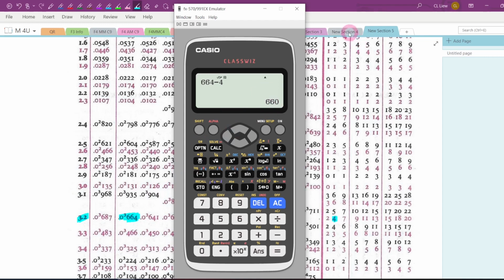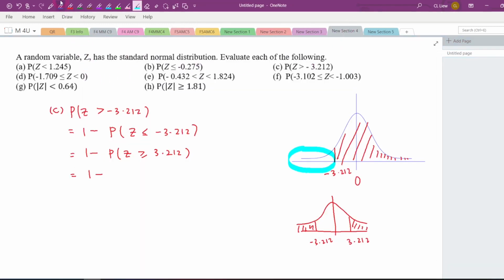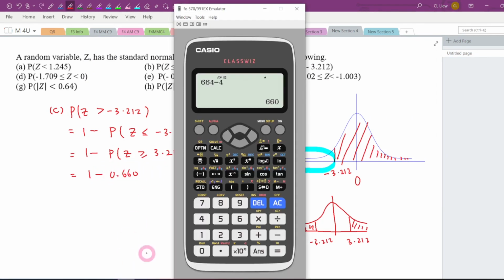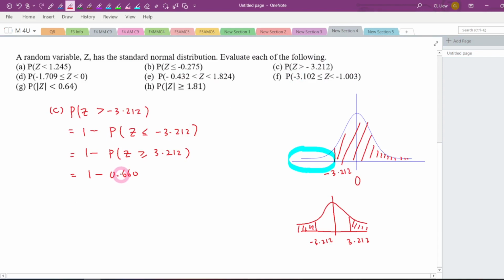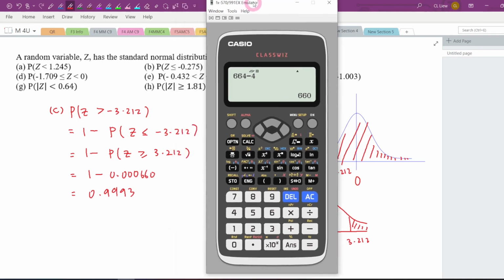If you write this way, which is not correct, 660, remember this number? If you write 1 minus 0.660, this is not correct because you actually have 3 zeros in front of it. So you have to write 0.000660. Then this will be the correct answer. Okay, press your calculator. 1 minus 0.000660. Okay, I just correct it to 4 significant figures, then it will be 0.9993.